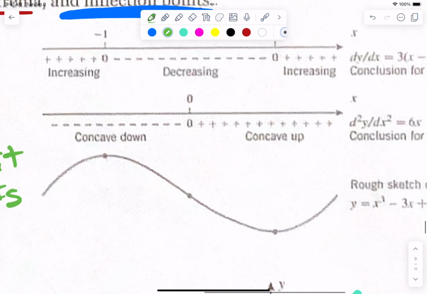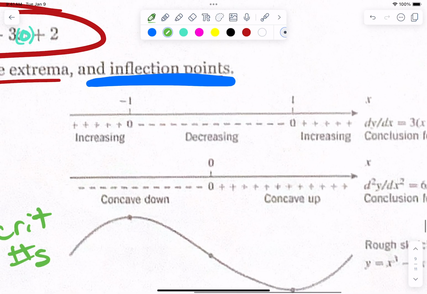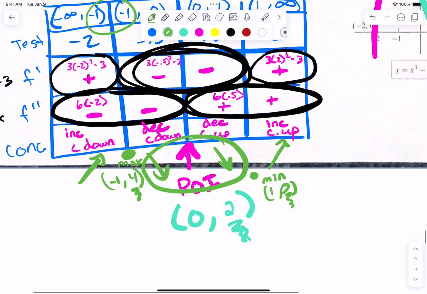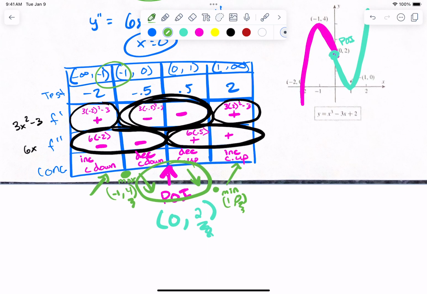And that's essentially what they have going on here. Where do we see the max and the min? Increasing, decreasing. Look at all that good stuff. Look at the graph. -1, 4, and 1, 0. That is that. Okay, so you have one homework problem.